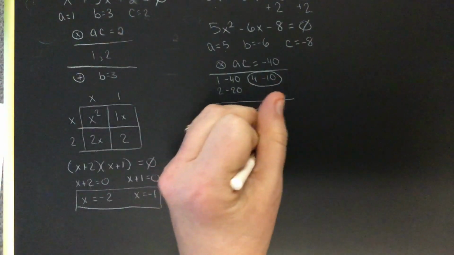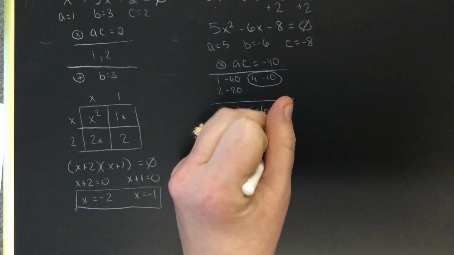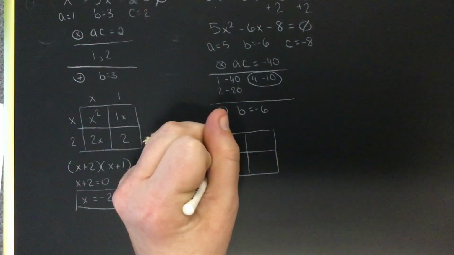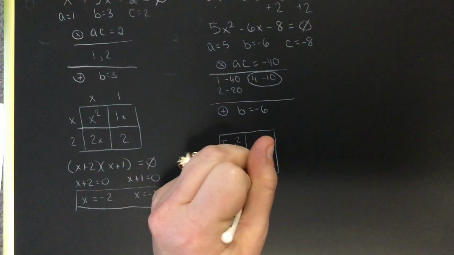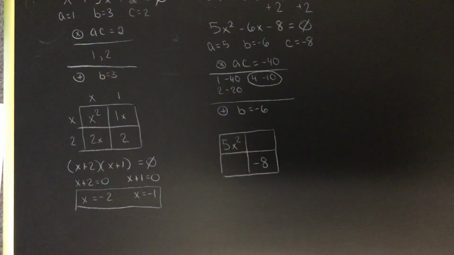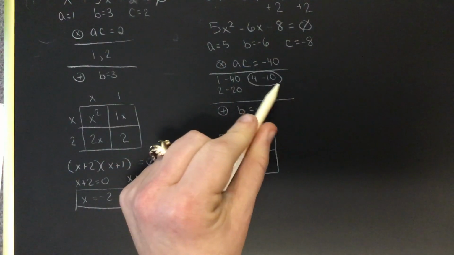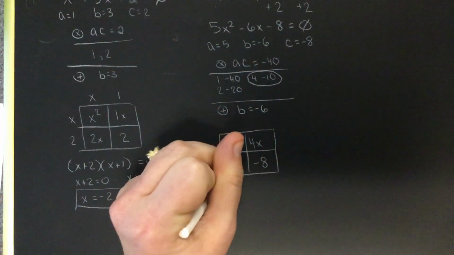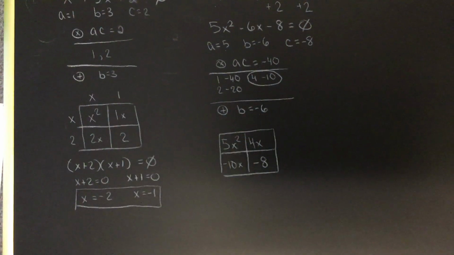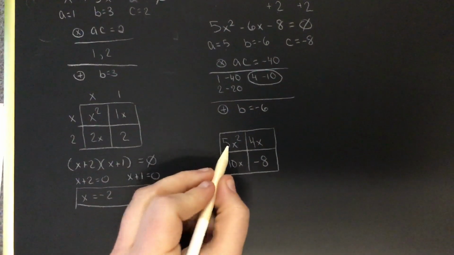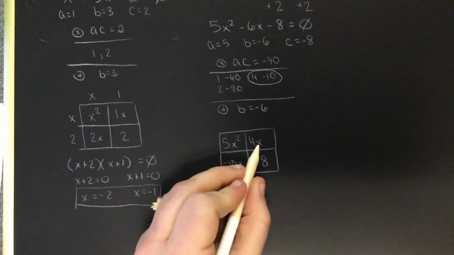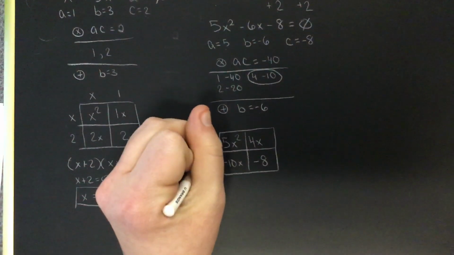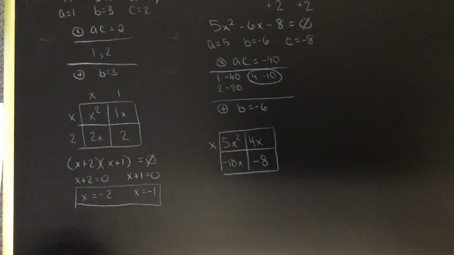So to create our box, lead term 5x squared and last term negative 8 go opposite each other. And then the 2 numbers we just picked, 4x and negative 10x. Now GCF the first row, 5x squared and 4x. 5 and 4 have nothing in common, so we're only going to be able to take the x from those.